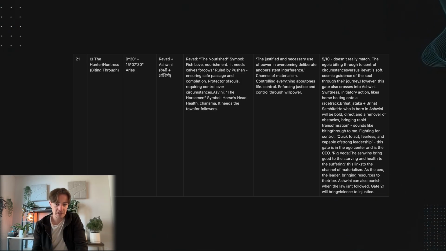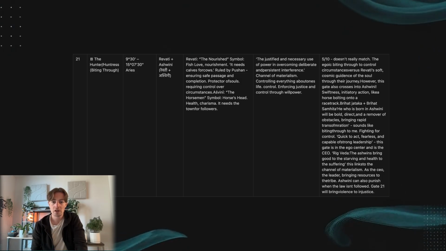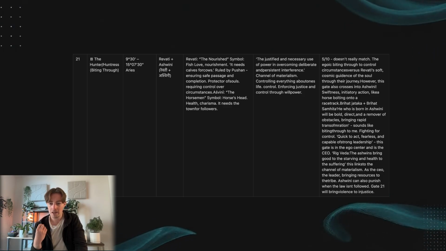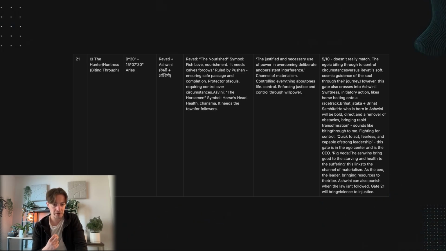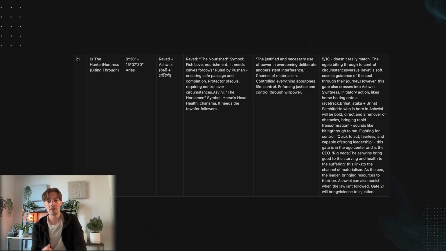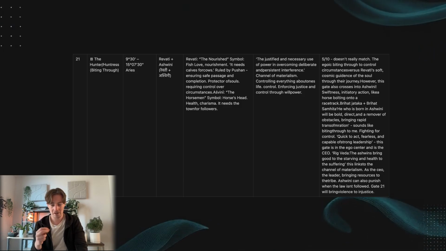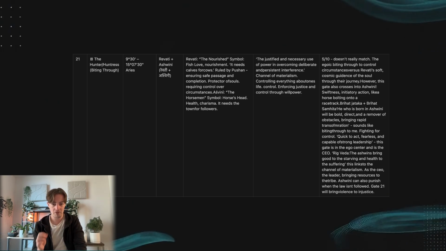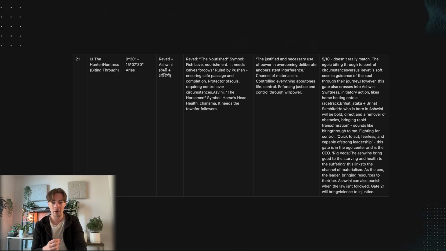Now, if we look at Ashwini nakshatra, which it also crosses over, we have the horseman, the symbol of the horse's head, health, charisma, and a description from the Vedic texts, it needs the town for followers. And from the I Ching, the specific description of this 21st gate is the justified and necessary use of power in overcoming deliberate and persistent interference. This is part of the channel of materialism, controlling everything about one's life, enforcing justice and control through willpower.